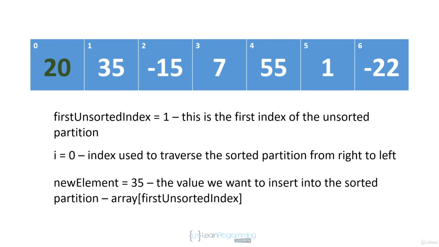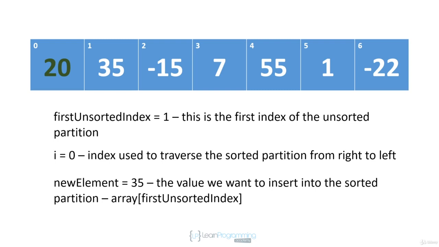So how is each element inserted? Well, what we do is we compare the value we're inserting with the values in the sorted partition, and we traverse the sorted partition from right to left, and we look for a value that is less than or equal to the one we're trying to insert, because once we find that value, we can stop looking. We have found the correct insertion position for the new value that we're trying to insert.